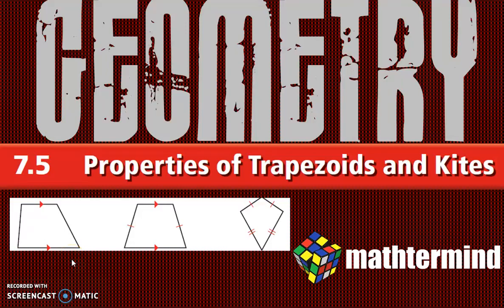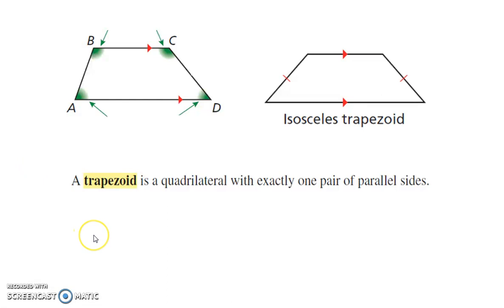Back with some geometry, chapter 7.5, properties of trapezoids and kites. Alright, so first off, let's look at some trapezoids. A trapezoid is a quadrilateral that has exactly one pair of parallel sides. So here we have an example.